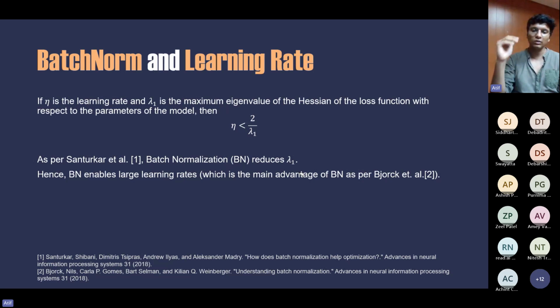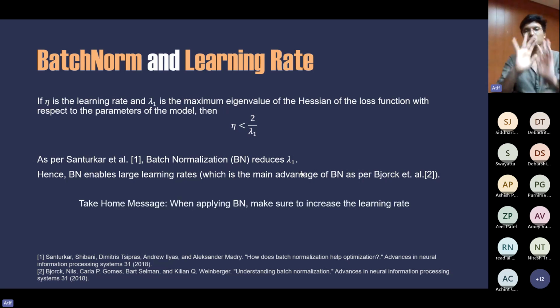So now in your take home messages, if you didn't understand any of that intuitive maths that I was talking about, if I bored you to hell, just take this message home: when you're applying batch normalization, make sure to increase the learning rate because that's where the advantage lies.